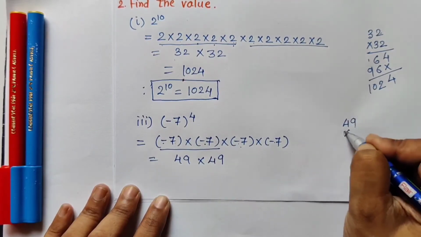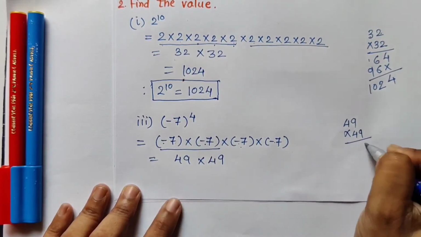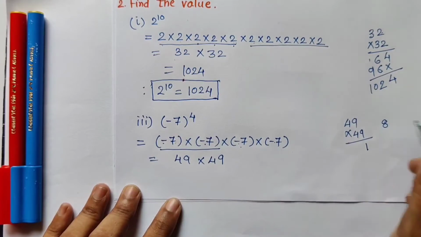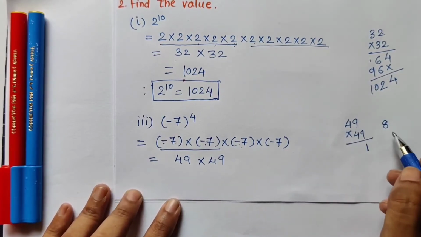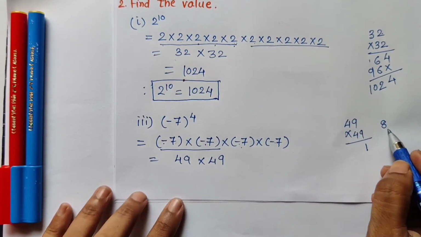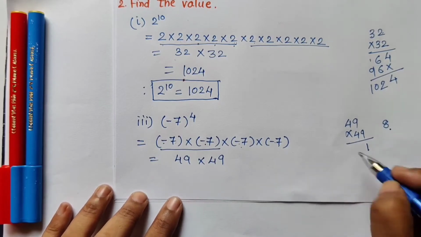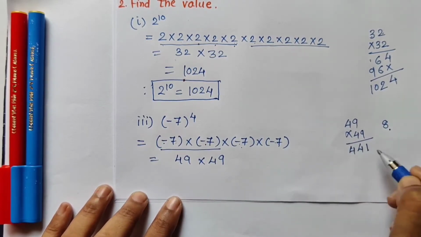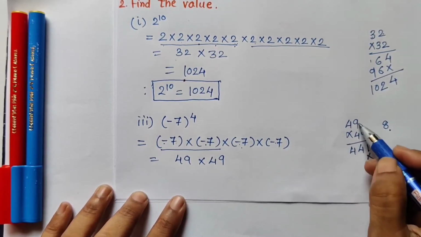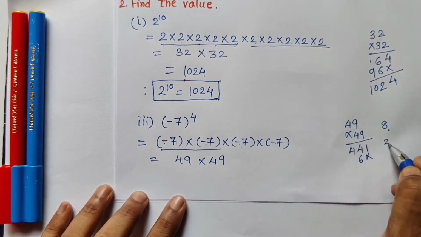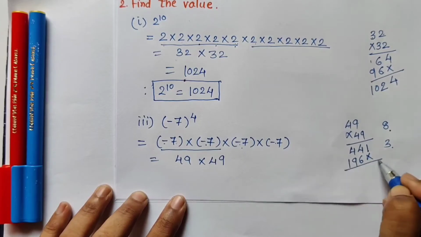49 into 49 multiply. 9 9s are 81. 1 I have written here. 8 carrying. 9 4s are 36 plus 8. What is 36 plus 8? It is 44. Then 4 9s are 36. 3 carrying. 4 4s are 16 plus 3, 19.